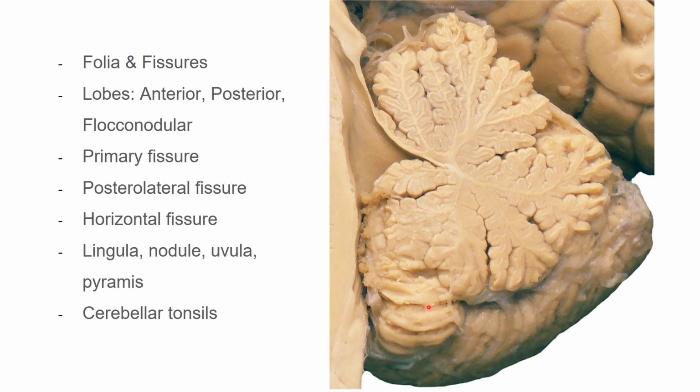Another fun thing is that the cerebellar tonsils sit on either side of the uvula. So the uvula is dangling between the cerebellar tonsils. And we'll see that in a little bit more detail as we move forward throughout the rest of these images.